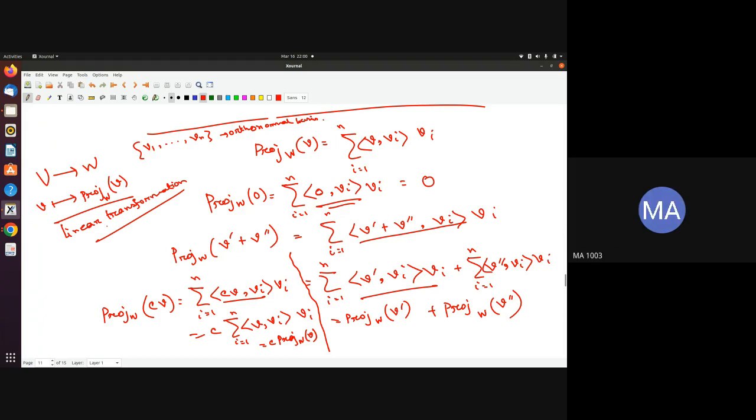But if it's V to W and the image is W, then it's not. Why is the image W? If the image is W and it's from V to V, then W is a subspace of V, so you can say it's not the same. If I am saying the codomain is W itself, then it's onto. Why? Why are all the points of W becoming an image?